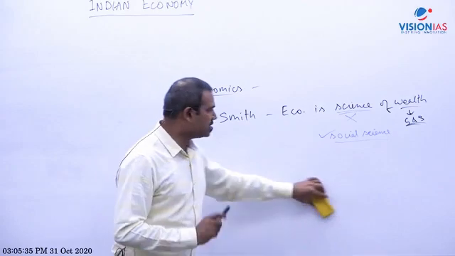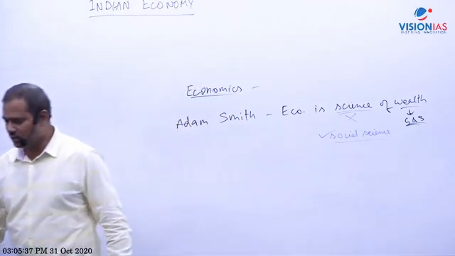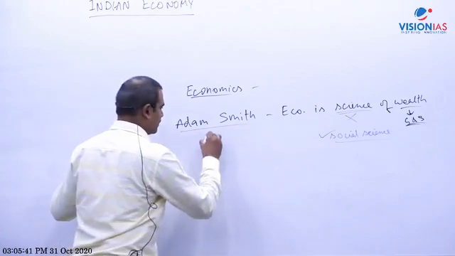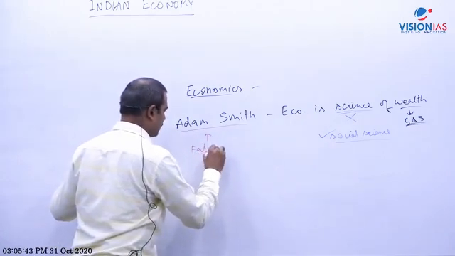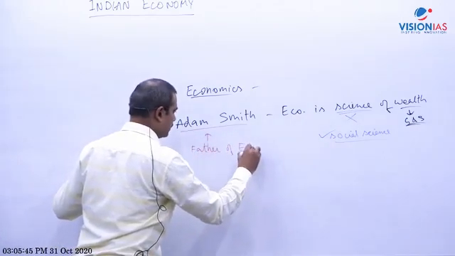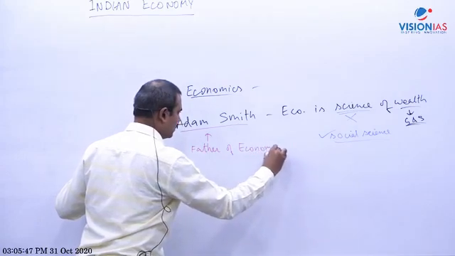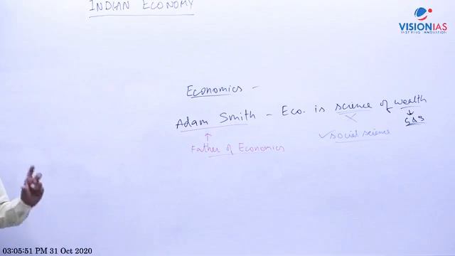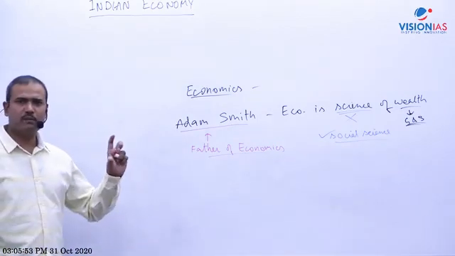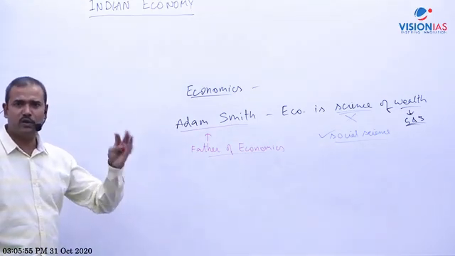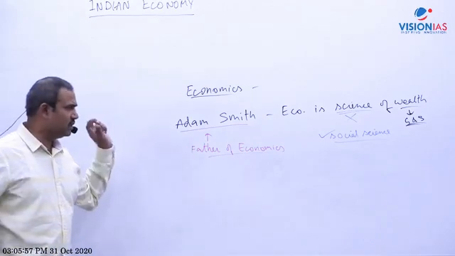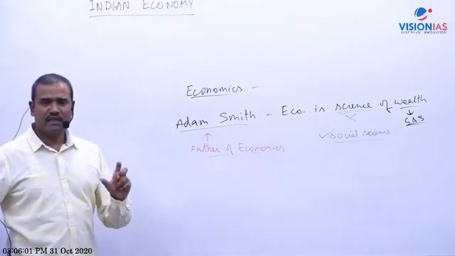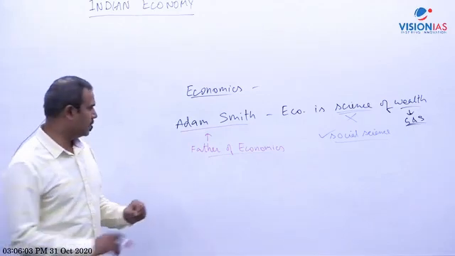Now the question is, who is Adam Smith? Adam Smith is regarded as the father of economics, although in some books it is mentioned as modern economics. You may consider them interchangeably: father of economics or modern economics. Why is he regarded as the father of economics? In 1776 he wrote a book.